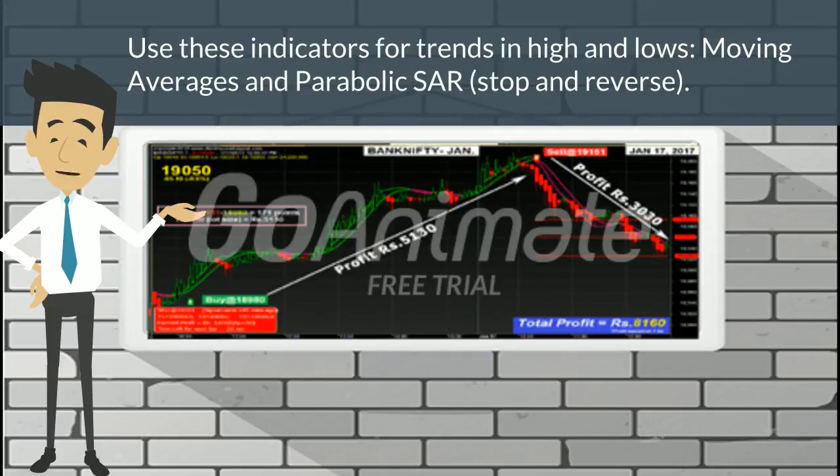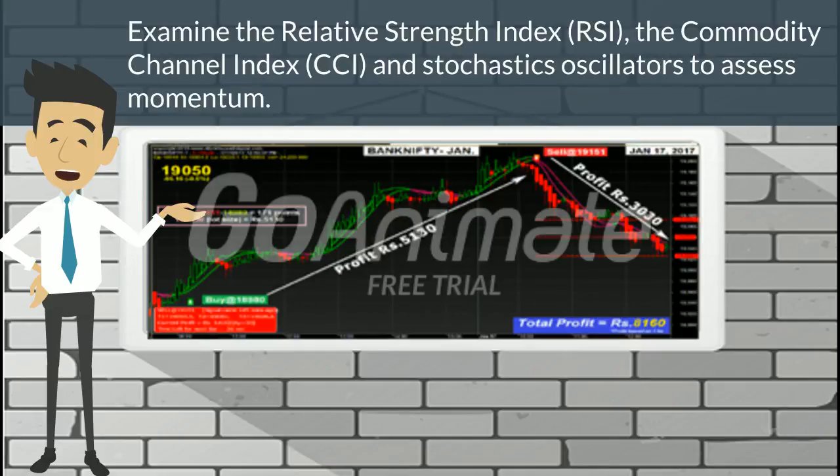Use these indicators for trends in highs and lows, moving averages and parabolic SAR, stop and reverse. Examine the Relative Strength Index, RSI, the Commodity Channel Index, CCI, and stochastics oscillators to assess momentum.